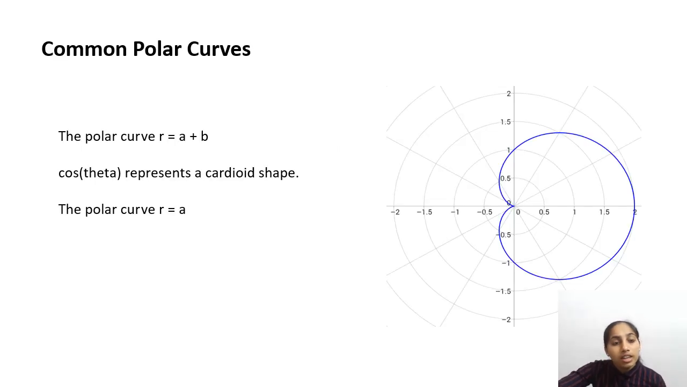And then in this slide we can see the common polar curves. What are the common polar curves? The polar curve r is equal to a plus b cos theta represents a cardioid shape. The polar curve r is equal to a. In this picture we can see the cardioid shape of the polar curve.